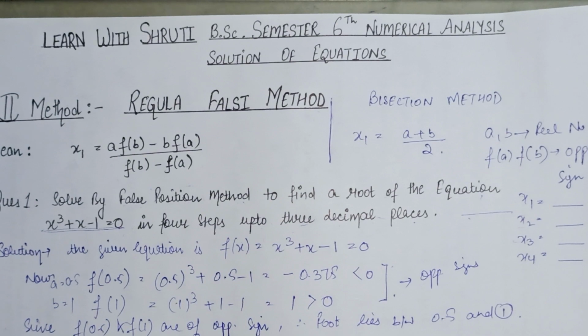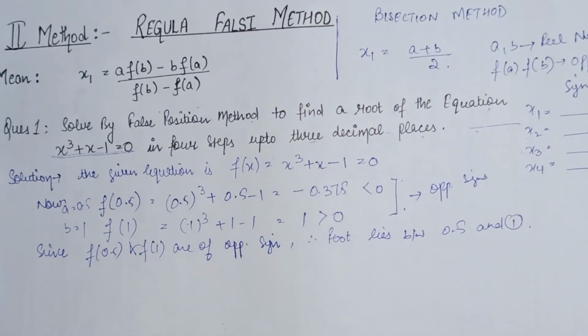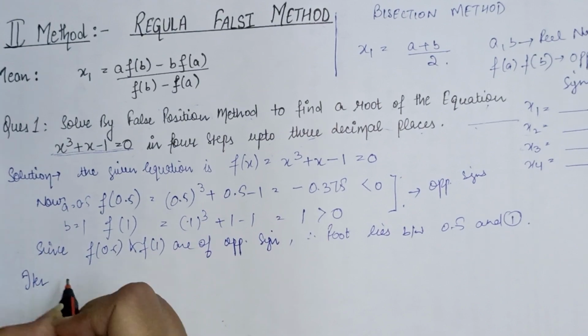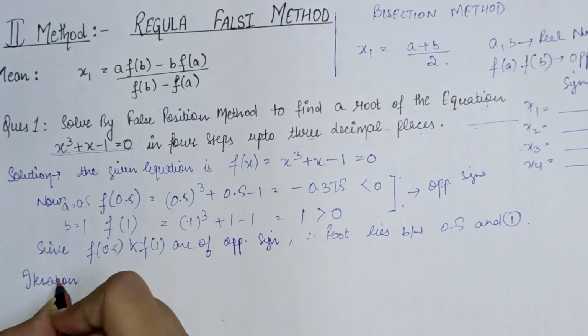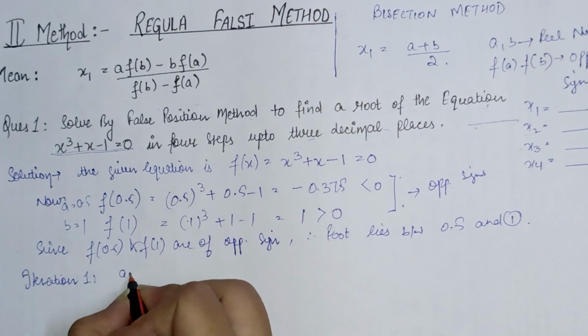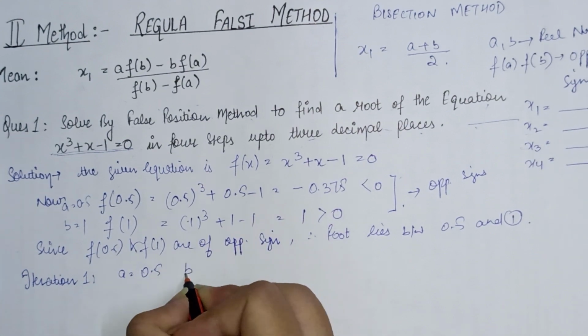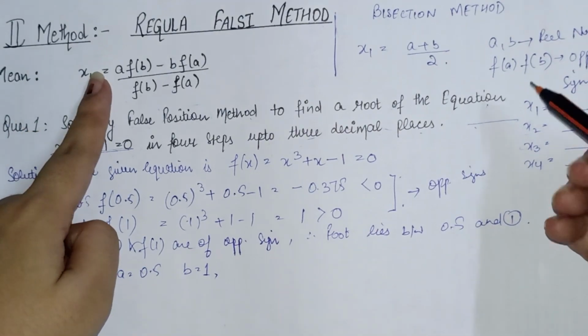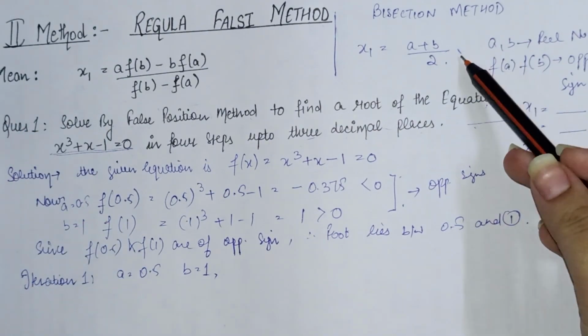Right. After that we form iteration number 1. A and B we already have, so in iteration 1, a is 0.5, b is 1. So we calculate the mean. This is the main difference between the Regula Falsi method and the bisection method, in the mean.